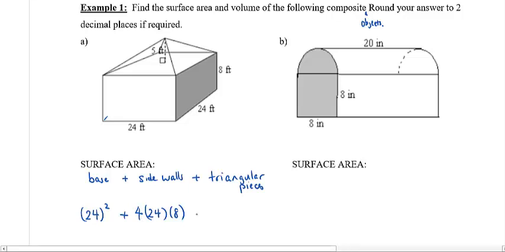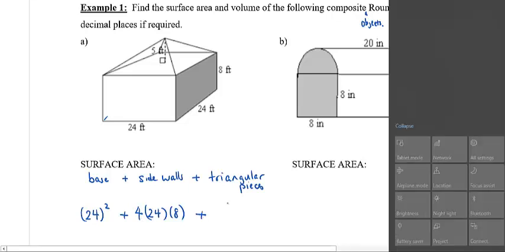And then now we need the triangular pieces. And the triangular pieces here, well, let's see. We have the base. But do we have the slanted height? Uh-oh. We actually don't have that. So that's going to be a problem.